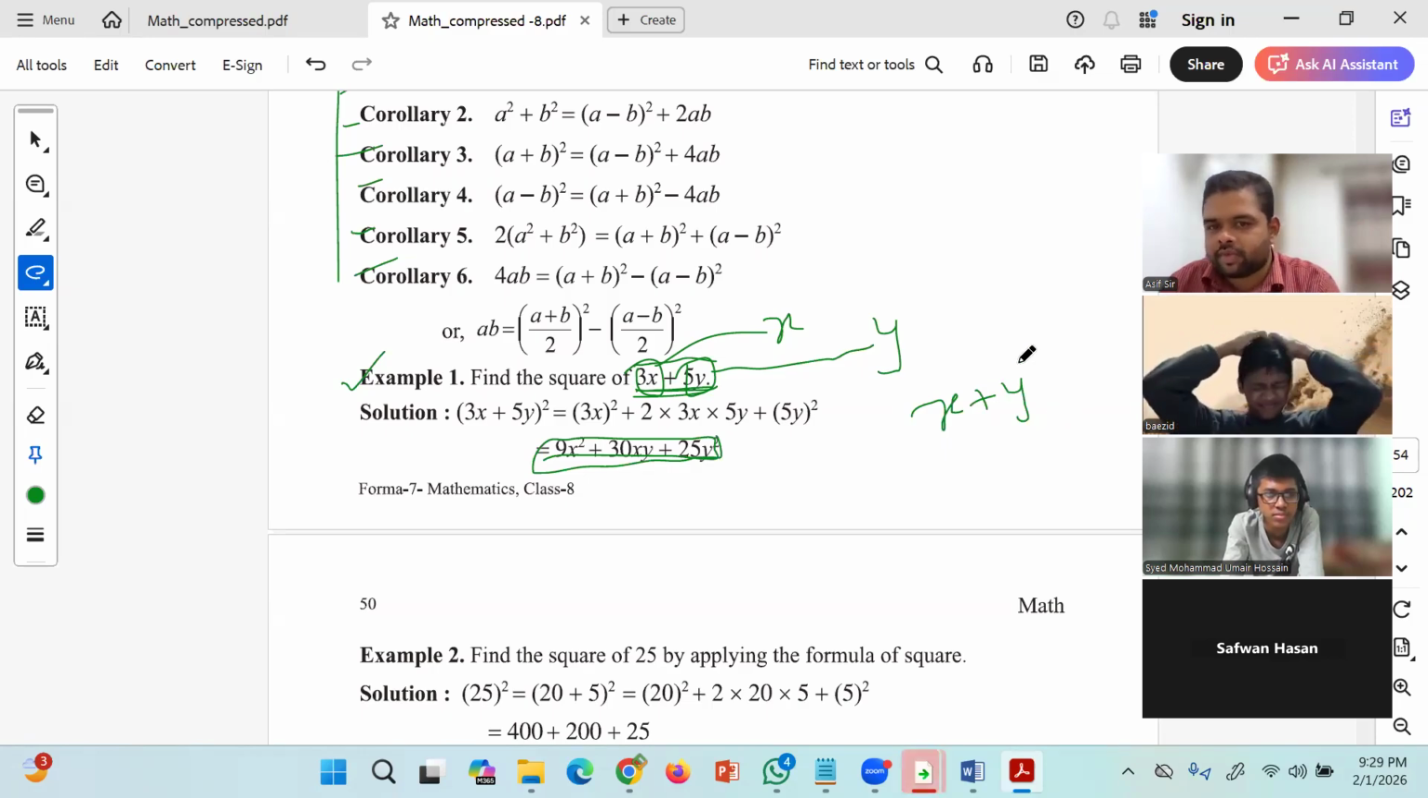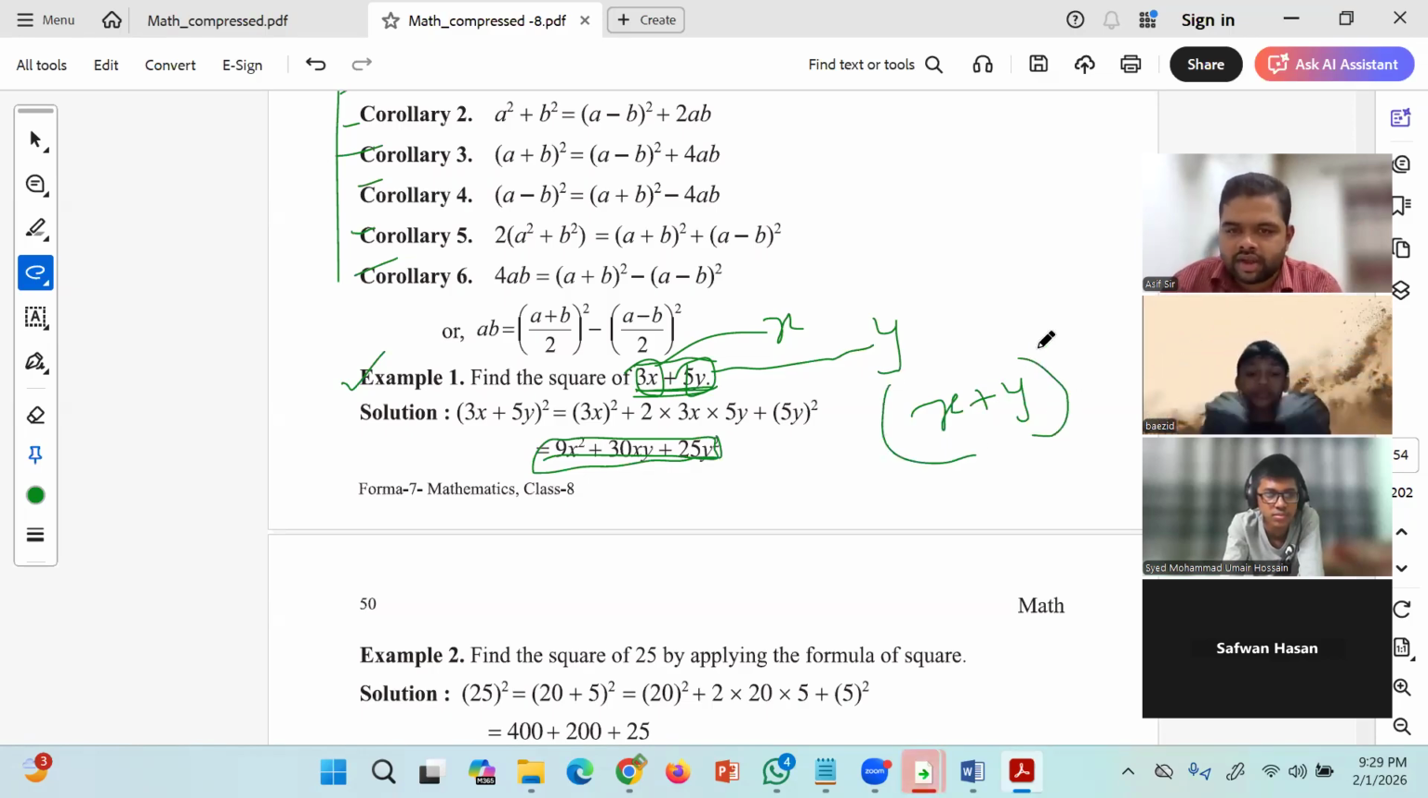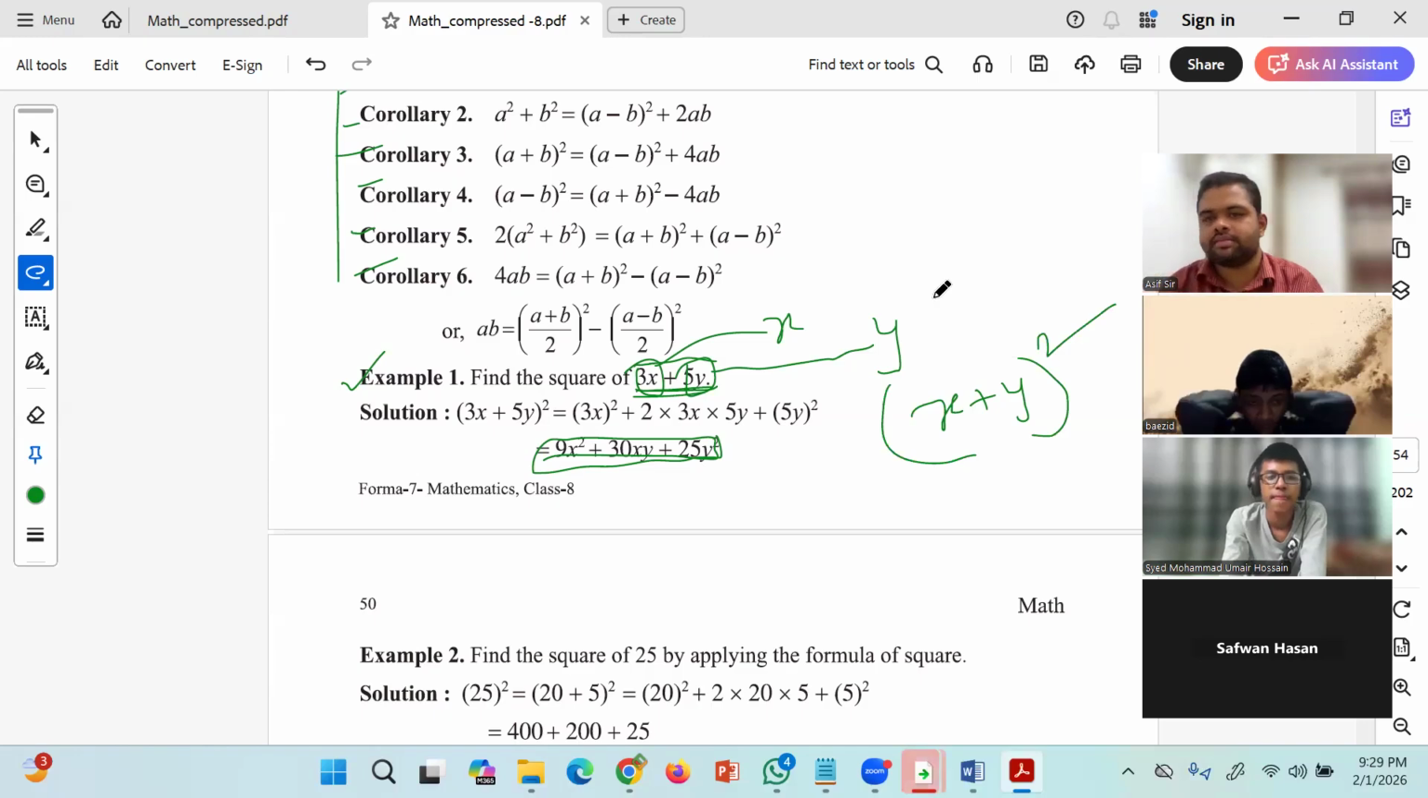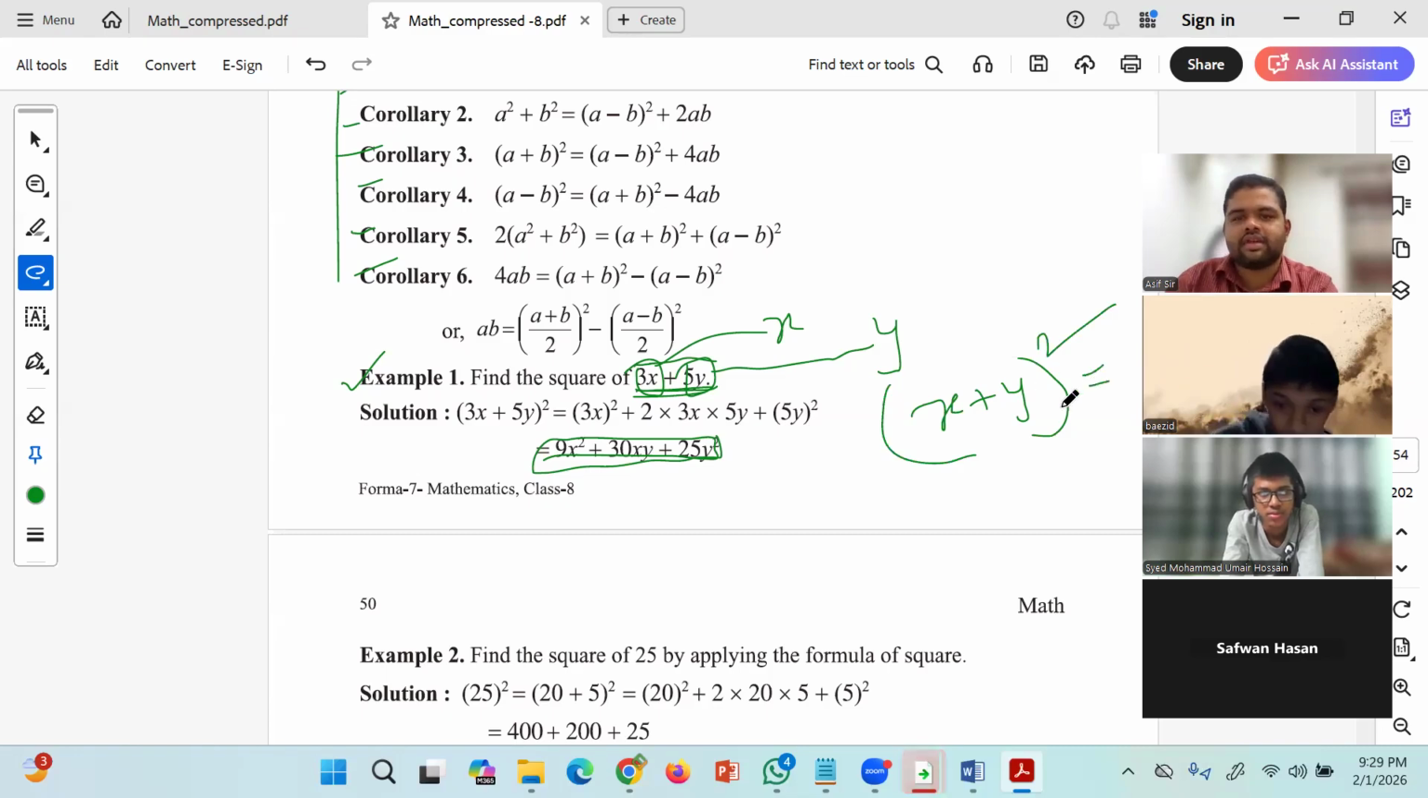What is the square of x plus y? The square of x plus y looks like this. This is called whole square. Whole means including x and y both. Okay, so if we can find the value of this expression, we can find the answer.